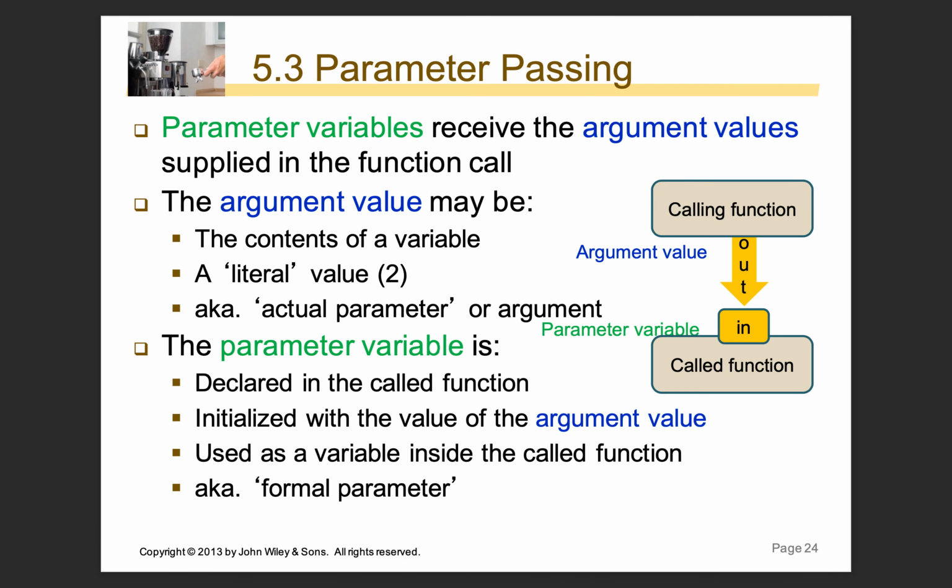Okay, the parameter variable is this idea of side length. It's declared in the called function. It is initialized with the value of the argument value that's being passed to the function, and it's used as a variable just inside the called function. Sometimes it's called a formal parameter. Okay, so the parameter variables receive the argument values supplied in the function call.